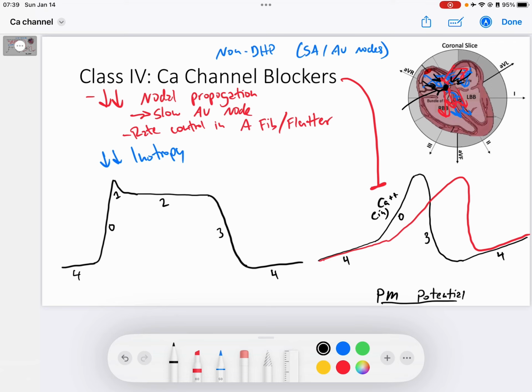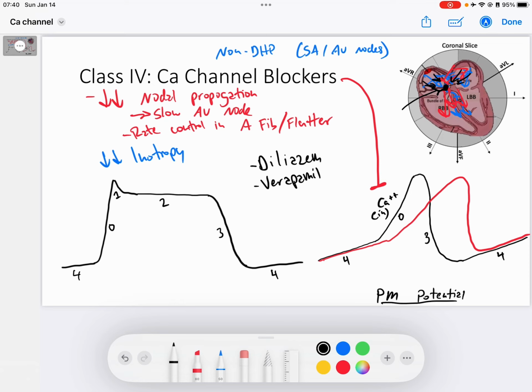And so I hope this helps you understand these calcium channel blockers a little bit better. Examples of these are diltiazem and verapamil. And remember, these are non-dihydropyridine calcium channel blockers.